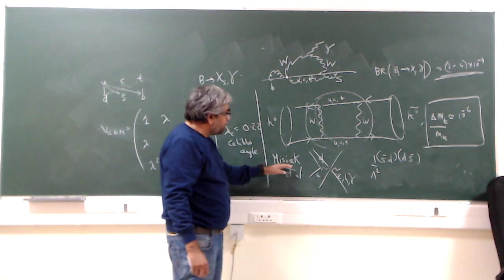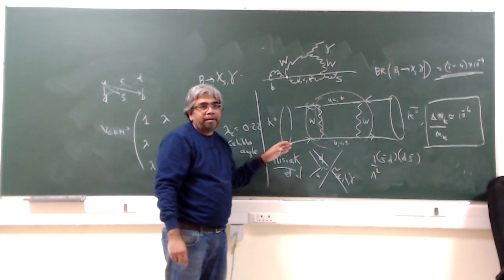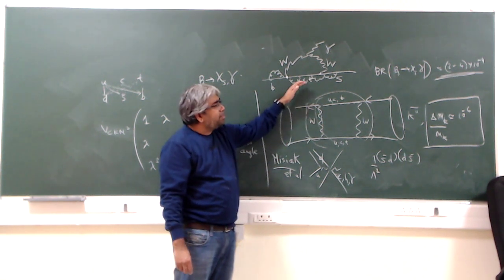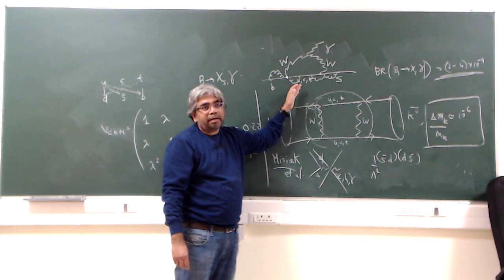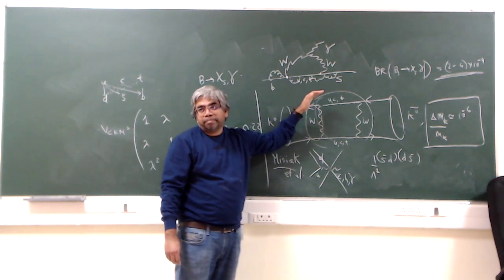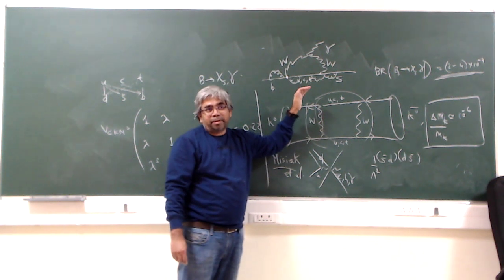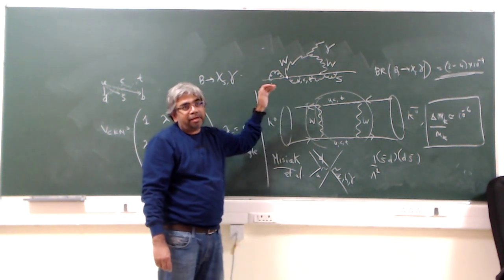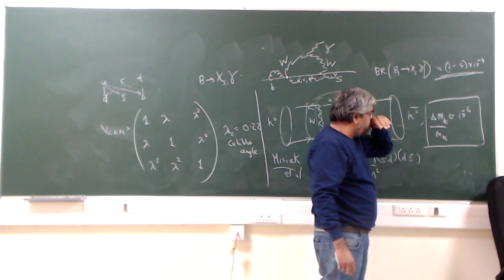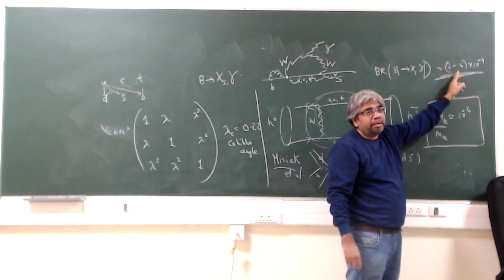But if you want, you can look at a PRL by Misiak and company who computes this branching fraction in the standard model, and it matches very well with the experiment. It's an important point. Matches very well with the experiment, and the experimental error is smaller than the theory error.